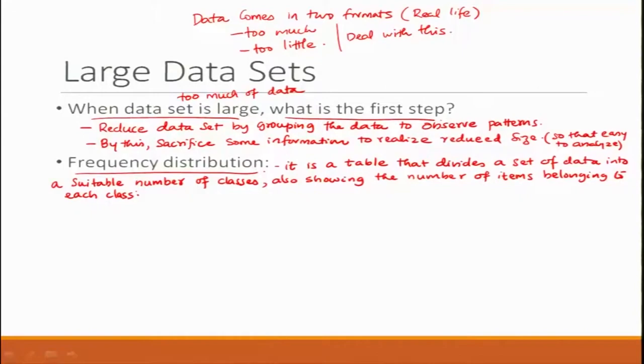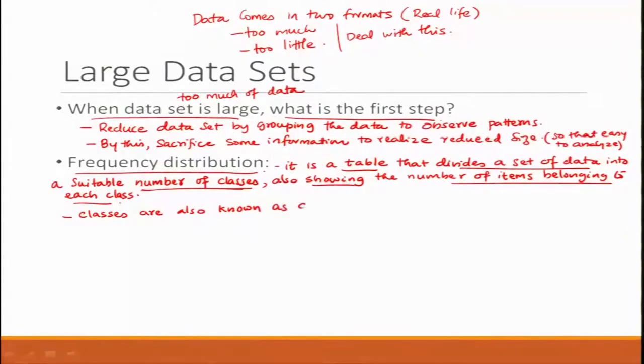So the idea here is that it's a table that divides the set of data into a suitable number of classes. We will talk about what the classes are, but it divides the data into classes or groups. So all of you are in the class of this prescriptive analytics. What does that mean? Because all of you are taking this course, you have a similarity. So classes means a group of similar items. It also shows the number of items that belong to each class. Classes are also known as categories.